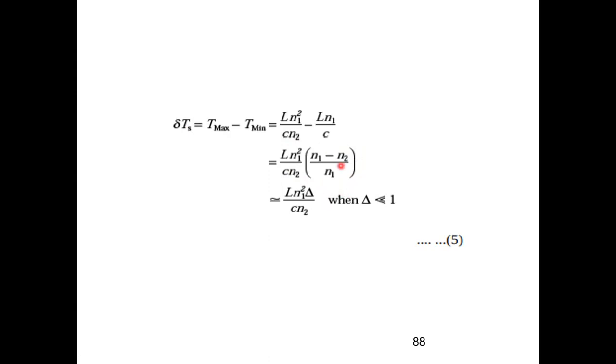Now my delta, when it is supposed to be very small, so I can take (n1 minus n2) upon n1 as delta. So this part, I am substituting it as delta. So the delay difference is approximately equal to ln1 square delta upon cn2. See, in one question they can tell you to derive the delay difference delta tau s as this.